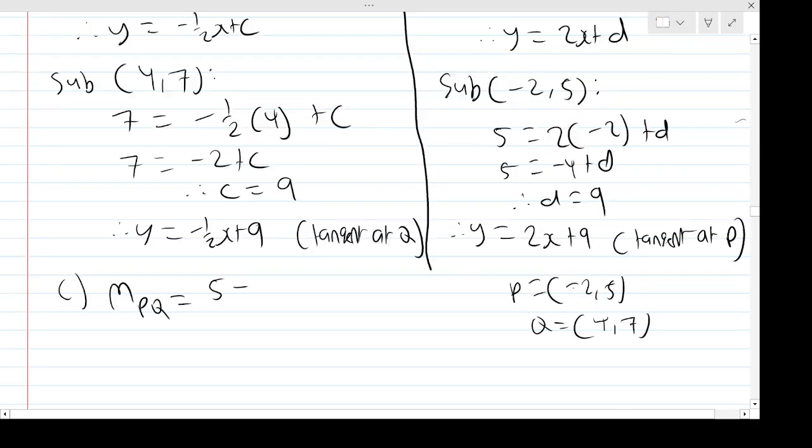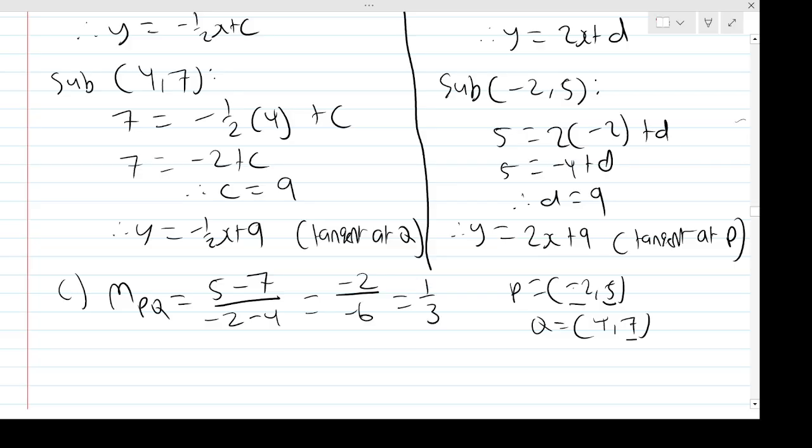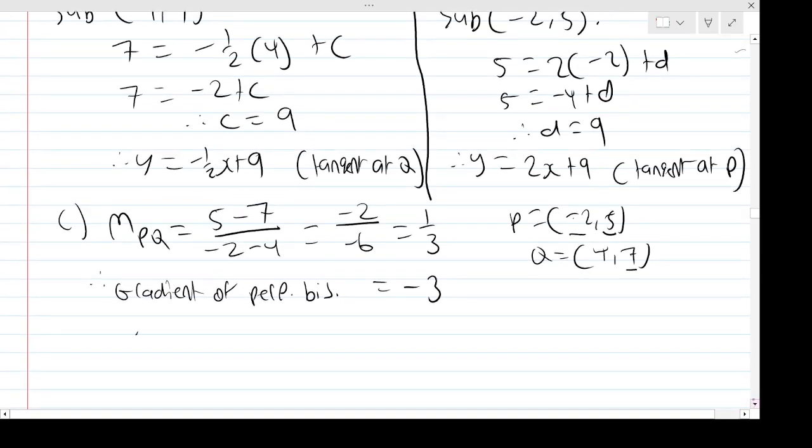Therefore, the gradient: if we take the y at P and take away the y value at Q, 5 minus 7 is -2. Then we do change in x, so -2 for P take away 4, that's -6. So that'd be plus a third. Therefore, the gradient of the perpendicular bisector is going to be the negative reciprocal again. So if we flip a third, we get 3, so we get -3.